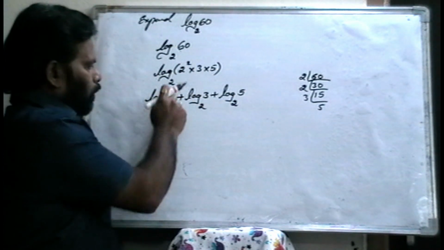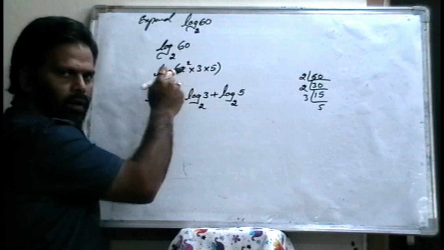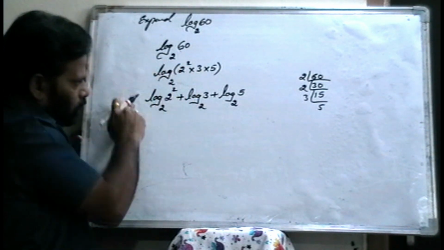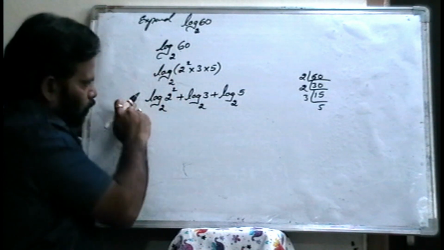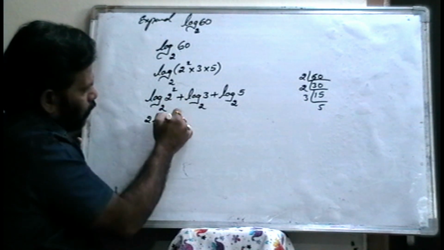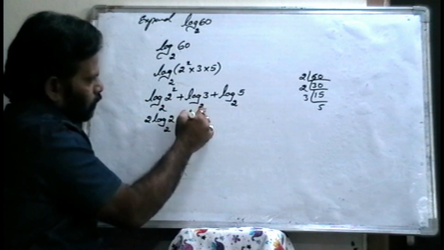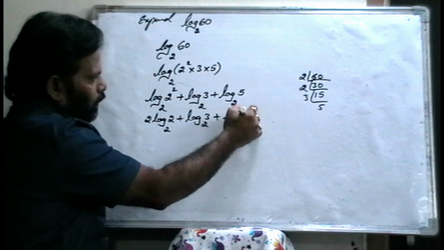Now the first term is in the form of log A to the power of n. We know log A to the power of n is equal to n log A. The power n comes in front, so it is 2 log 2 to the base 2 plus log 3 to the base 2 plus log 5 to the base 2.